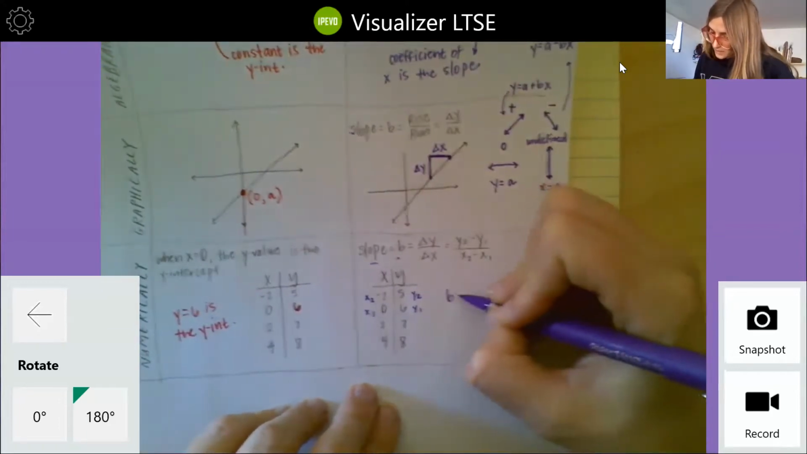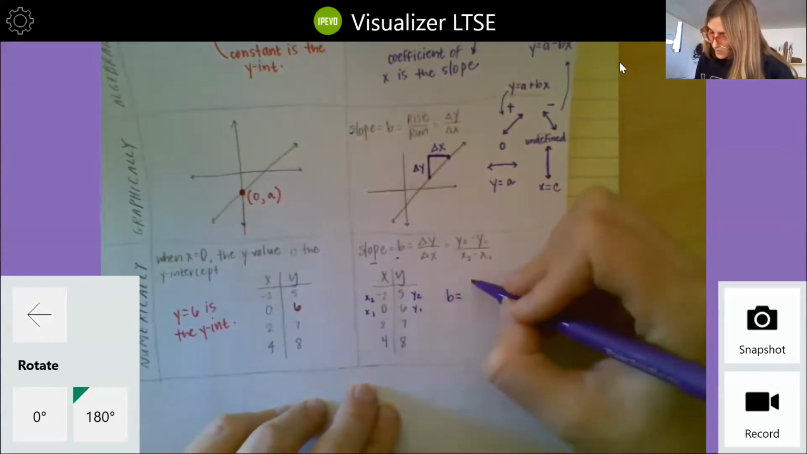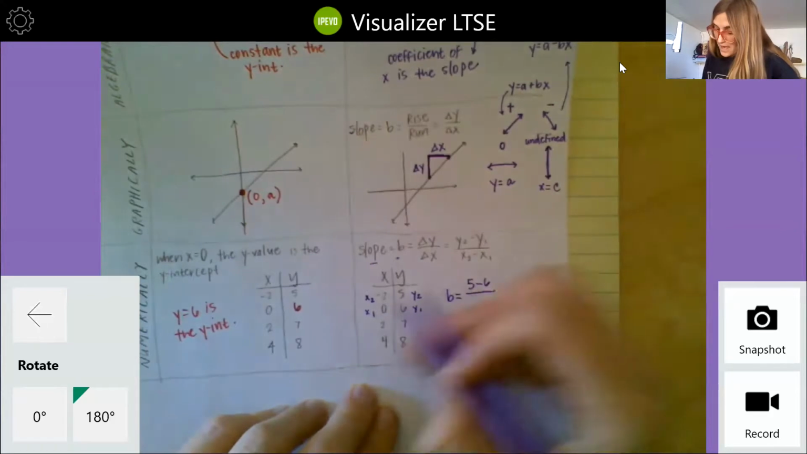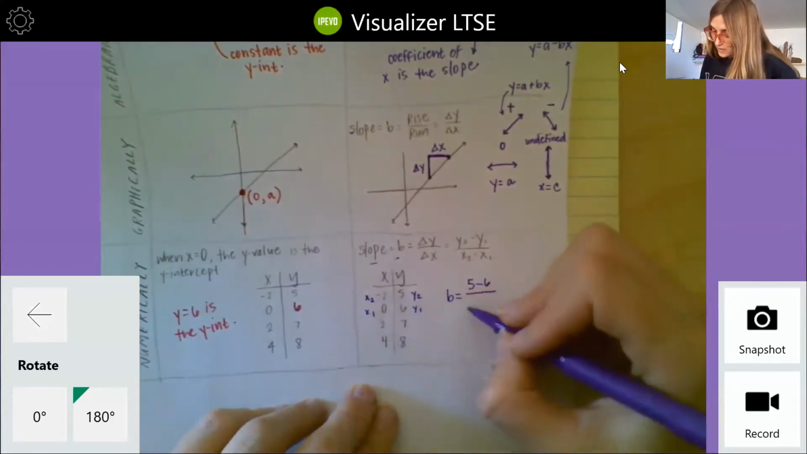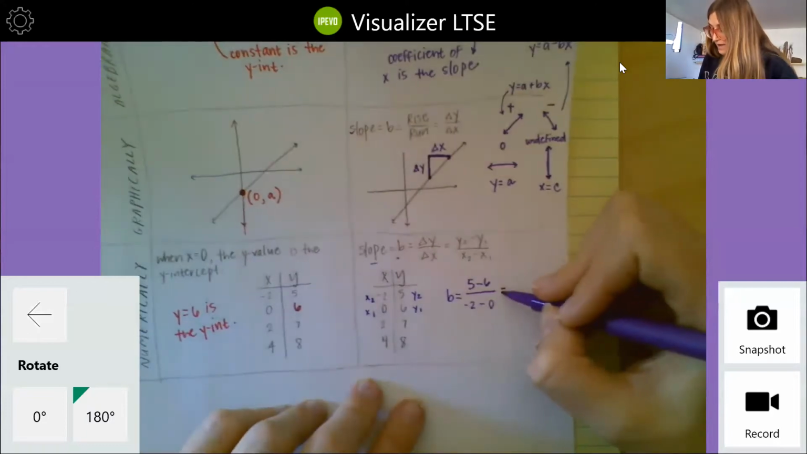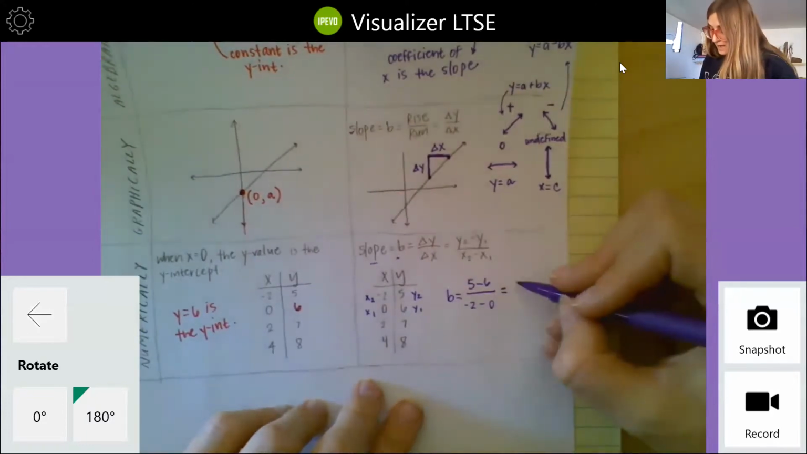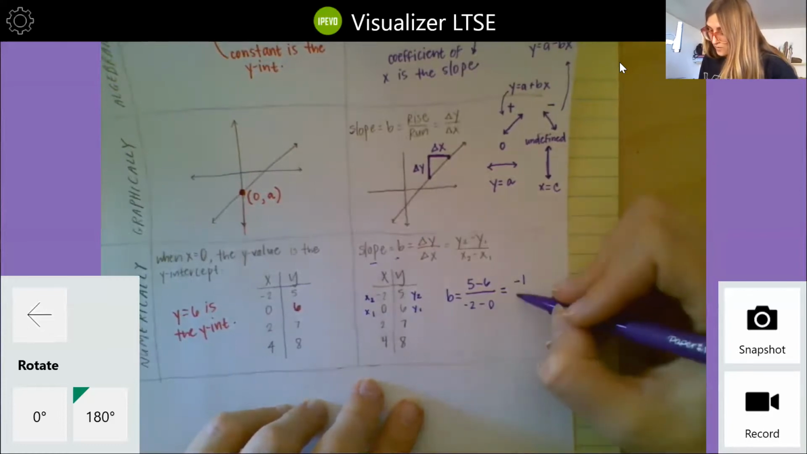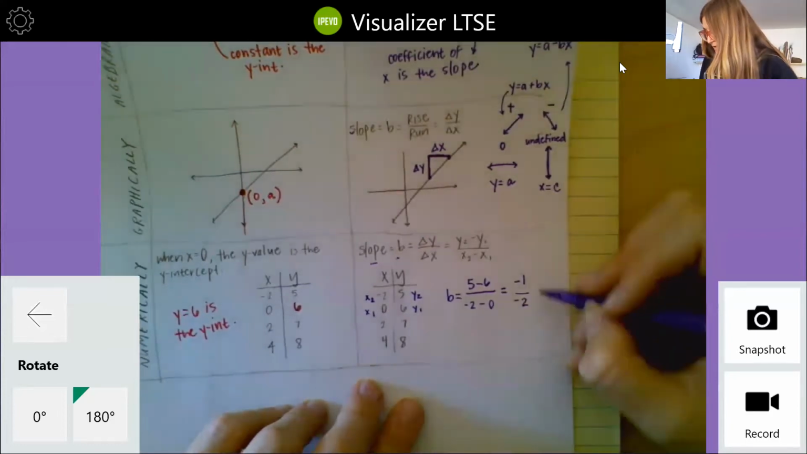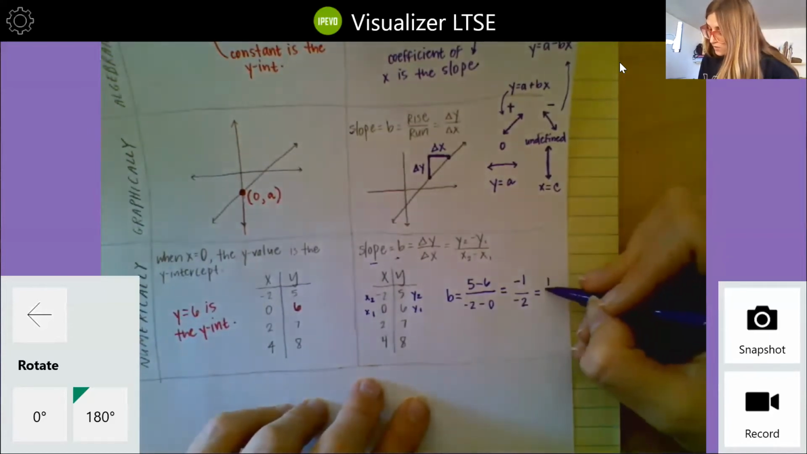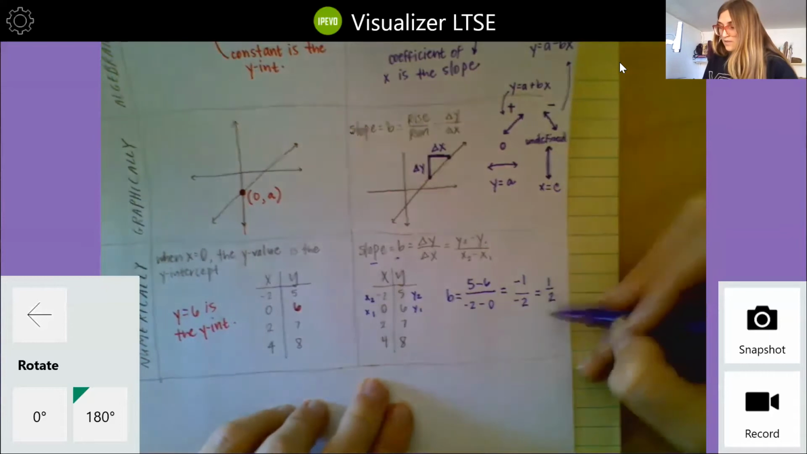So I'm going to subtract y2 minus y1. So b equals y2 minus y1, which is 5 minus 6, and then I divide that by x2 minus x1, so negative 2 minus 0. 5 minus 6 gives me negative 1, and negative 2 minus 0 gives me negative 2. Negative 1 divided by negative 2 simplifies to just 1 over 2. And that will be my slope.